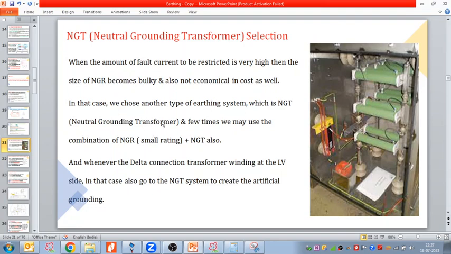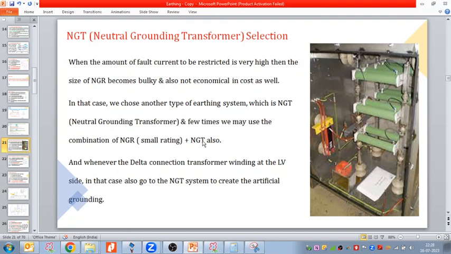In that case, we choose another type of earthing system, which is NGT. NGT stands for neutral grounding transformer, and sometimes we may use a combination of a small rating NGR plus NGT. NGT means we connect a small transformer on the neutral of a big rating transformer.